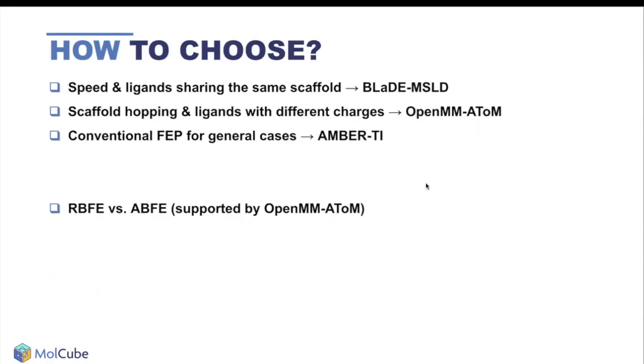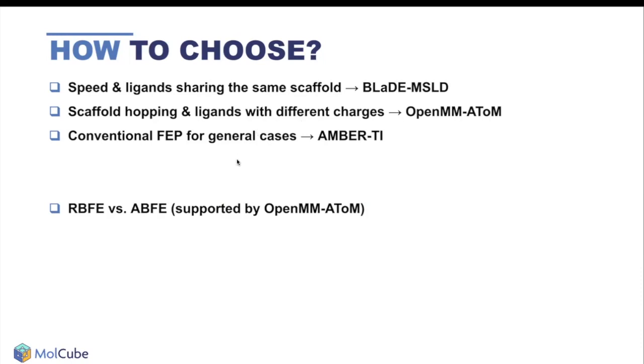So, given these 3 alchemical free energy calculation methods, how can we choose according to our needs? If we want to go for speed and rank the binding affinities for a series of compounds with different functional groups but the same scaffold, Blade MSLD is the best choice. If we want to handle the scaffold hopping scenario, or if the ligands we want to study have different net charges, then the AToM would be a reasonable choice. In other cases, AMBER-TI as a conventional FEP method is a good choice.